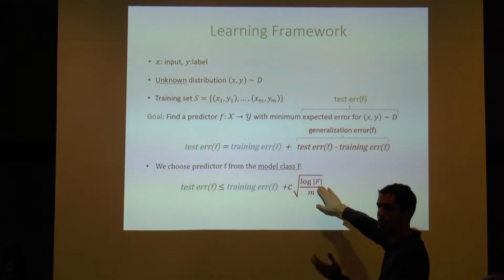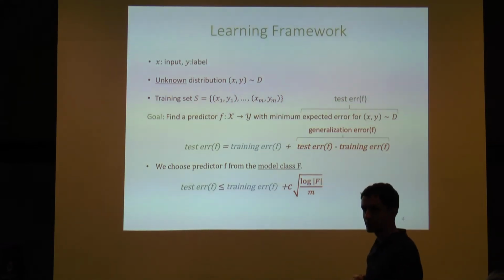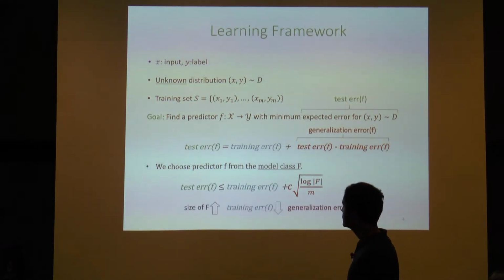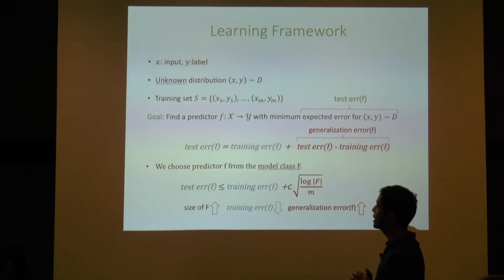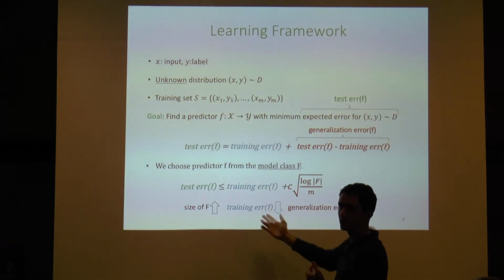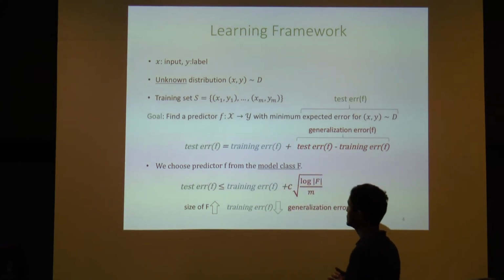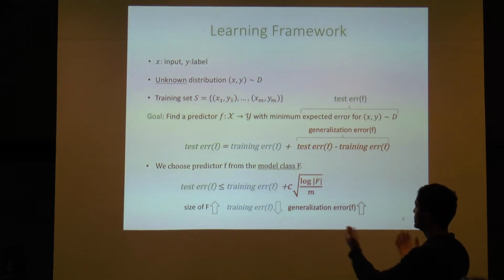So the size of the function class contributes logarithmically to the generalization error. And then there's this trade-off. If you increase the size of the function class, of course you have a richer class, and the training error goes down because you have more choices and can fit the data better, but the generalization error goes up. And we have to find the right balance.